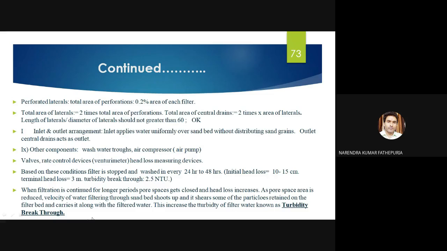So what is the definition of turbidity breakthrough? As the operation continues, the fine suspended solids get locked in the pores, and the pores will be clogged. Water will not pass from the sand to the gravel. So it is a kind of blockage of the filter. Because of this condition, the turbidity will increase in the water, as sand and suspended impurities remain in suspension. This condition is known as turbidity breakthrough. It comes once the filter bed becomes saturated.